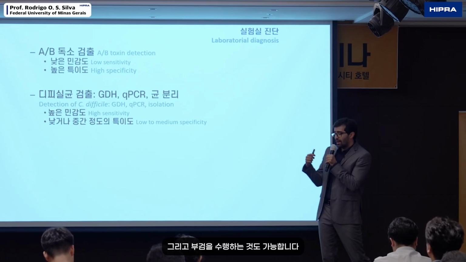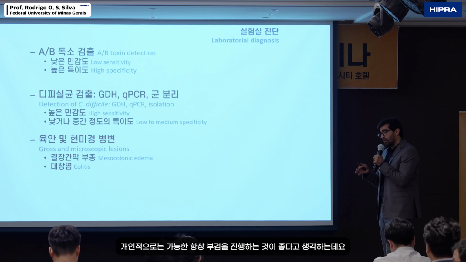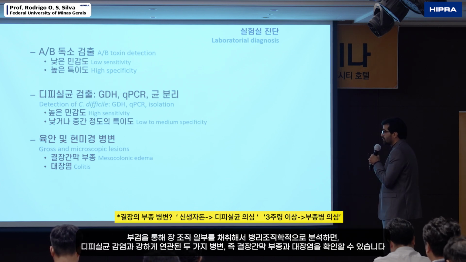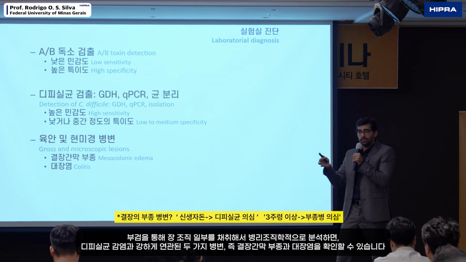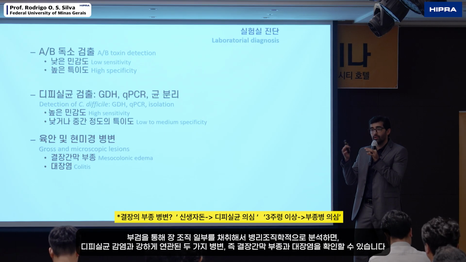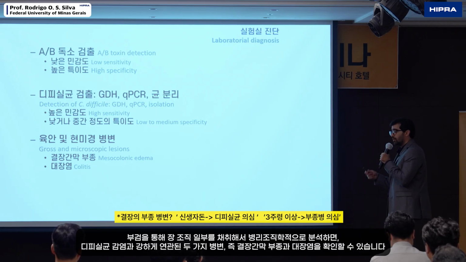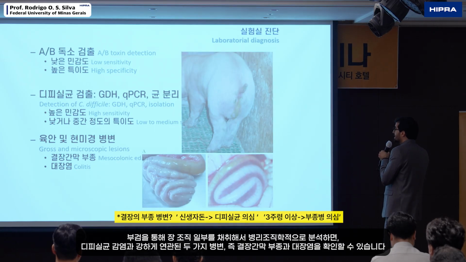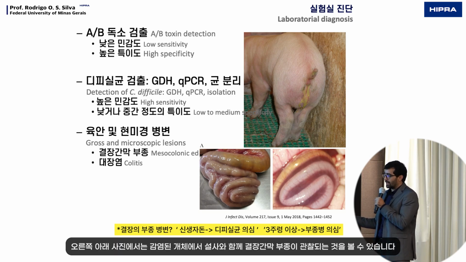And it's also possible to perform necropsy. I think it's a very good idea to always perform necropsy. You can subject fragments of the intestine to microscopic evaluation or histopathology. We have two lesions that are strongly associated with Clostridium difficile infection in neonatal piglets: mesocolonic edema and colitis. Here we can see a piglet with diarrhea and mesocolonic edema, which is this gel present in the colon of the animal here. And this is a normal piglet.